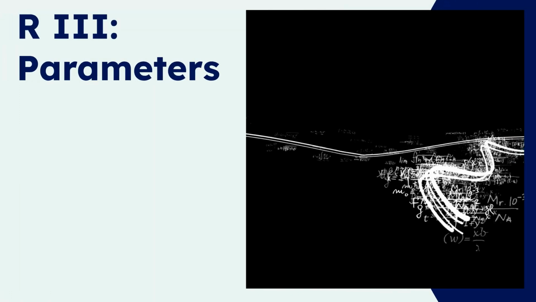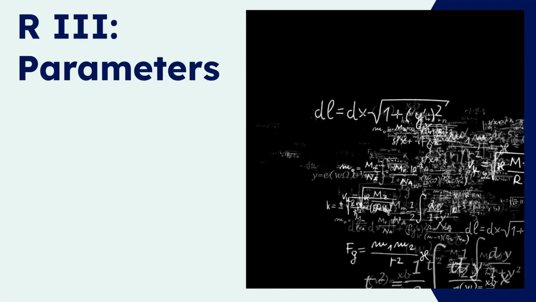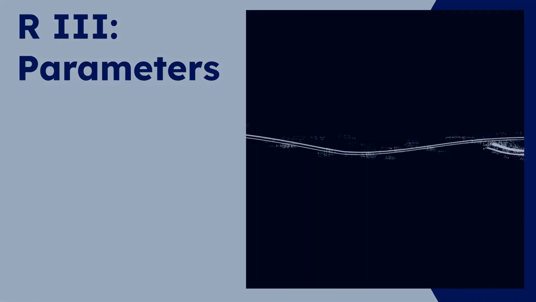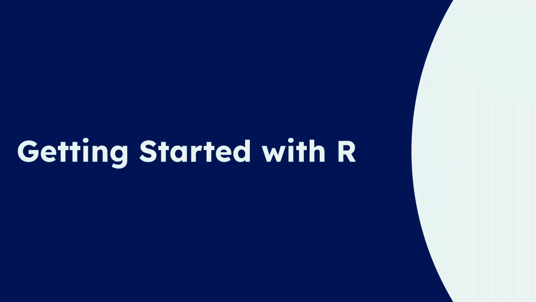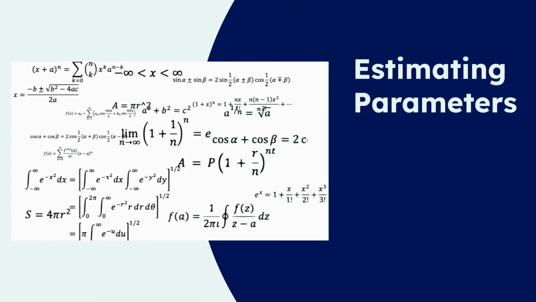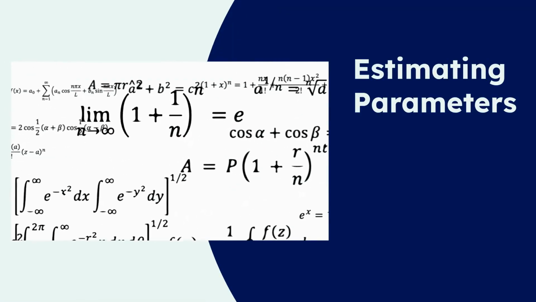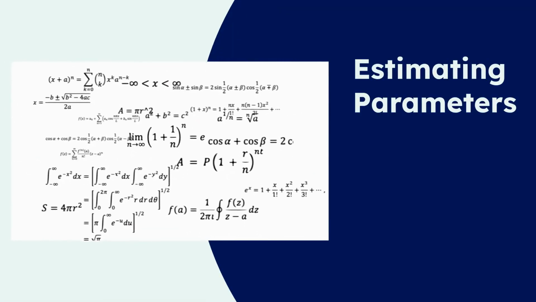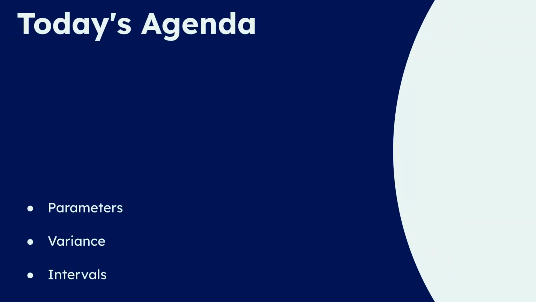Welcome to R3, Parameters, Variance, and Confidence Intervals. This video is the third in our Getting Started with R series. We are going deeper into statistical thinking using R, adapted from M.J. Crawley's Statistics, an Introduction Using R. Today, we're focusing on how to estimate parameters from data, understand variability, calculate variance, and build confidence intervals. Our focus areas today include estimating parameters, understanding variance, and constructing confidence intervals.